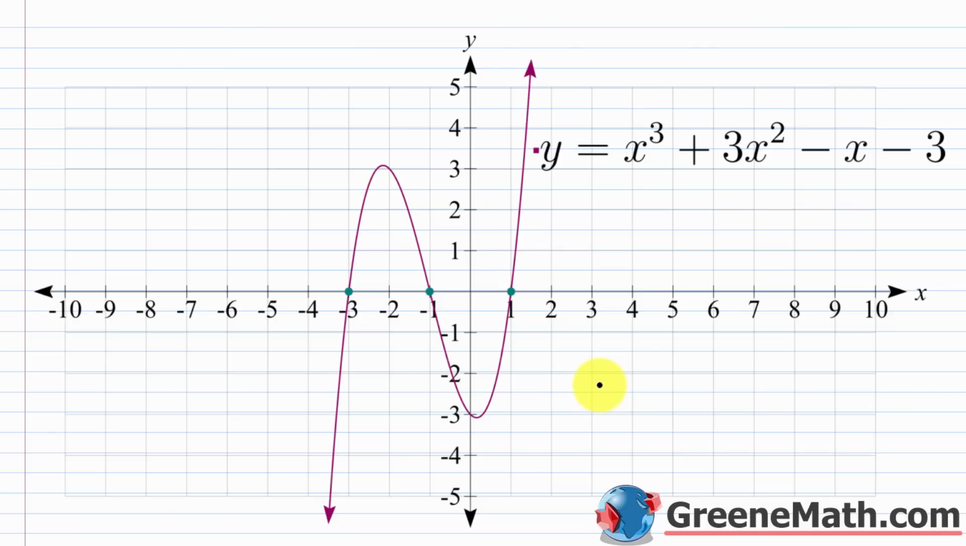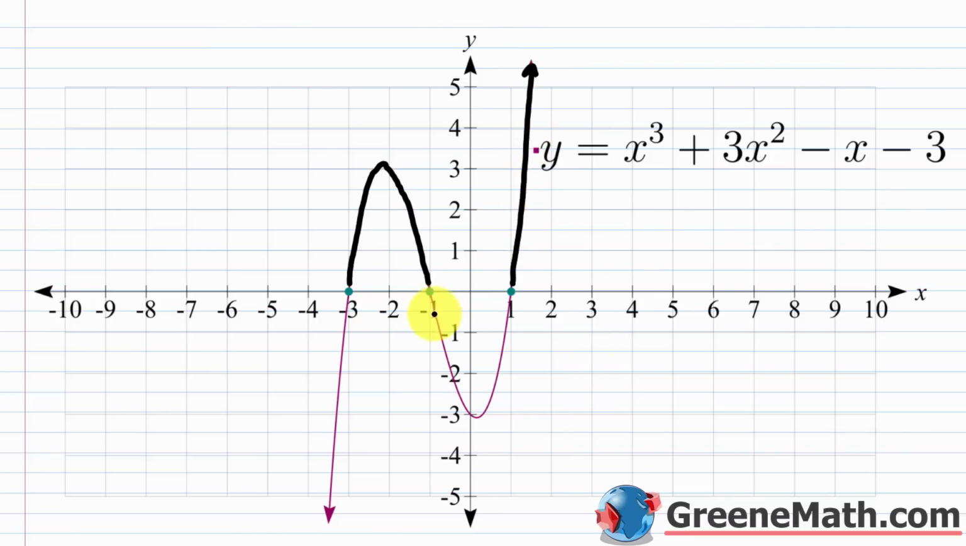So you can go to Desmos and just type in y equals x cubed plus 3x squared minus x minus 3. And you're looking for where this guy is greater than 0. So give me all the x values for which the y values are greater than 0, or we are above the x-axis. So you want this piece of the graph right here. This piece of the graph right here. And then you want this piece of the graph right here.